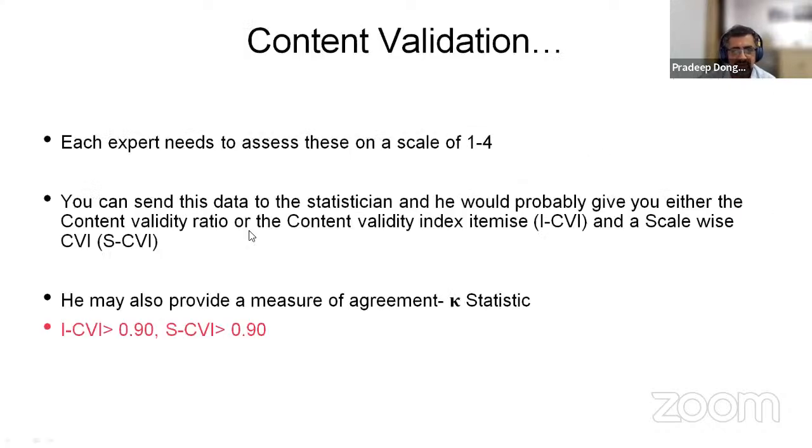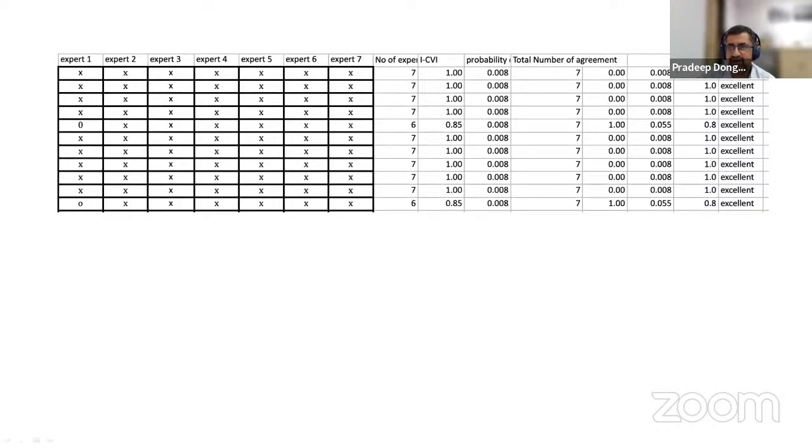Based on this, you calculate the content validity index item-wise. For each item or question, you can calculate a content validity index, and also a scale-wise content validity index. An item-wise content validity index of more than 0.9 is very good. A scale-wise content validity index of greater than 0.9 is also desirable. So you need to get all this data, and you need to get a kappa statistic too, as you can see in the last column.